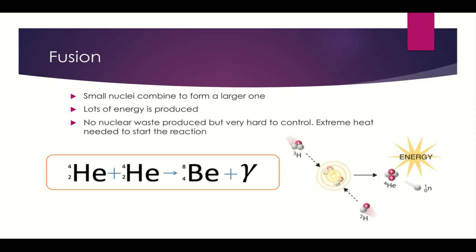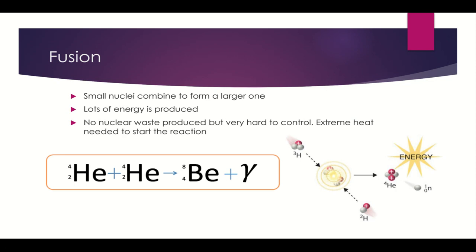Fusion is kind of the opposite of fission. This is taking small nuclei and combining them to form a larger nucleus. So you're taking two nuclei and making one new nucleus. In my equation down here, I have two helium nuclei forming a beryllium nucleus. They join together. In my example in the diagram down on the bottom here, I have a hydrogen 3 and a hydrogen 2 forming a helium-4 atom. Lots and lots of energy is produced through fusion as well, just like fission. We'll talk about how in a second.